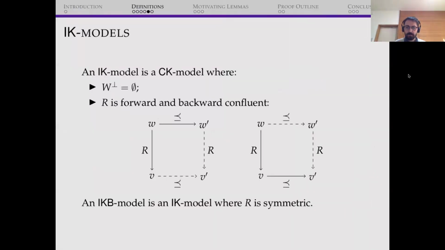So we had the CK models, which had two relations and fallible worlds. And IK models are going to be like this. We have no fallible worlds, so bottom is not satisfiable anymore. And we put this stronger relation between the modal and intuitionistic relations.